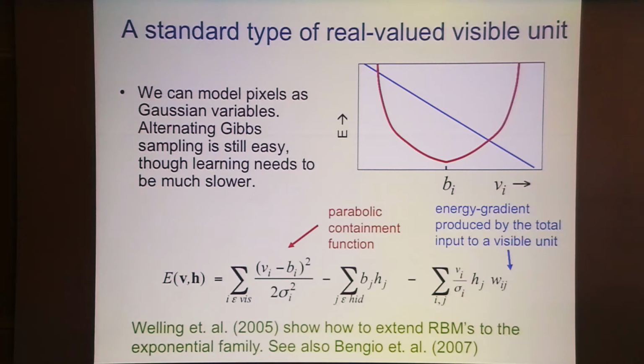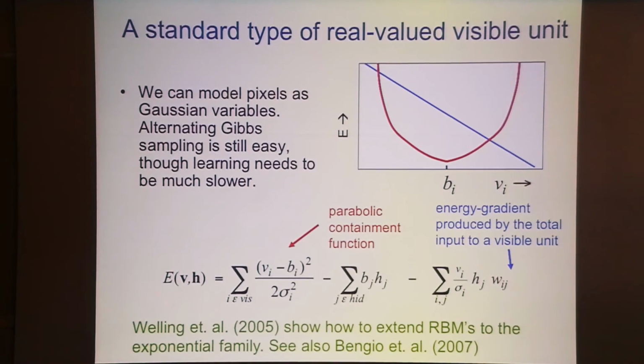So having said all that, I'm now going to go back to the standard way in which most people model pixel intensities in these deep nets, or model real-valued inputs. And it's what people are still using for speech, and they shouldn't be. We're going to write down an energy function, but it's going to be an energy function where we have Gaussian visible units and binary hidden units.